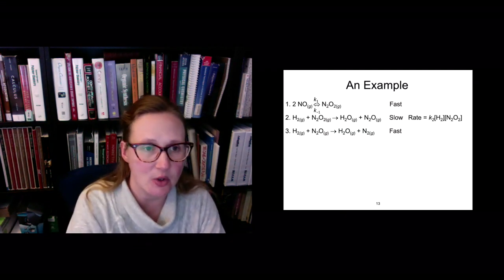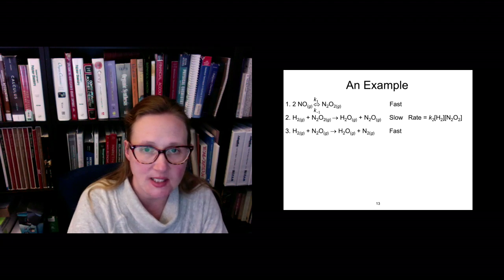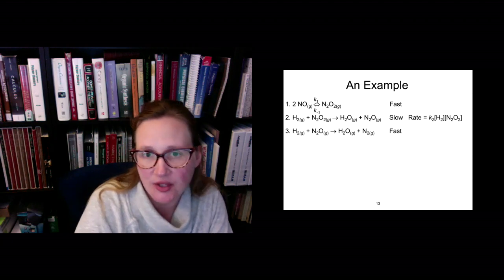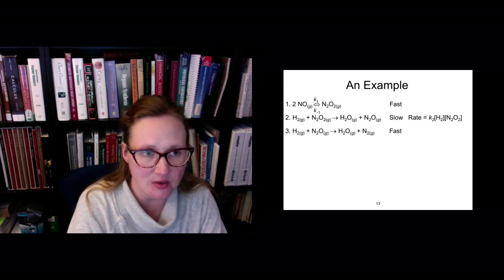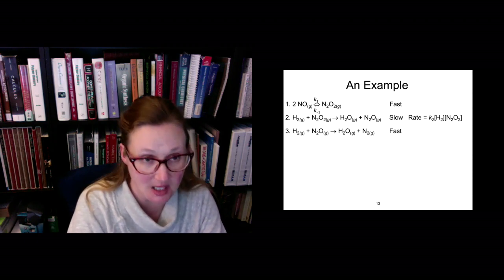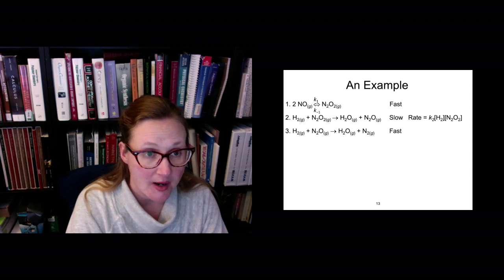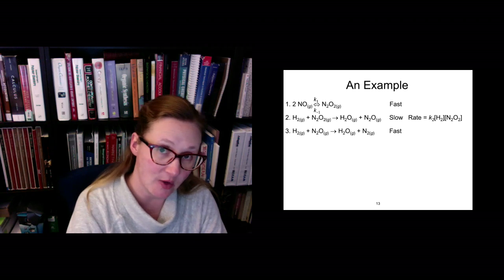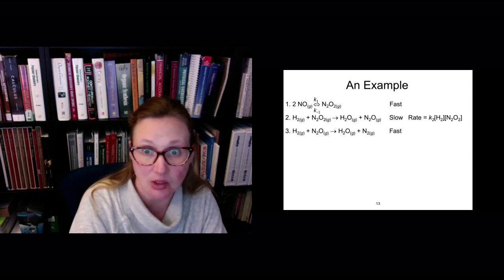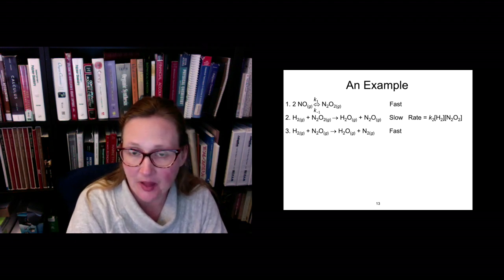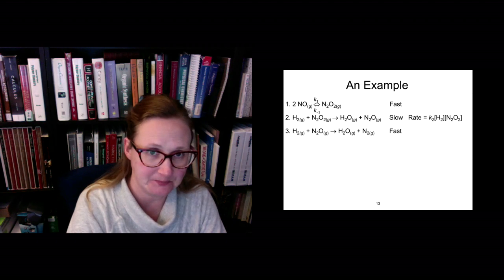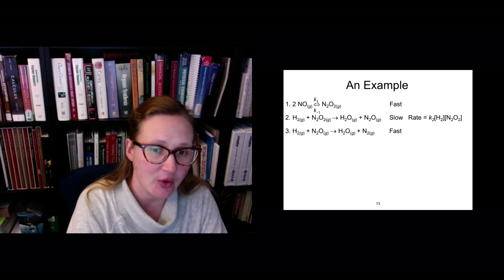Okay, so let's do an example. We have 3 steps here. We're going to determine what the overall rate law is. In the first step, which is what we were talking about, a fast initial step, the rate in the forward direction is equal to the rate in the reverse direction because we have established an equilibrium. The second step we're calling the slow step. That is the rate determining step. And then we have a third fast step.